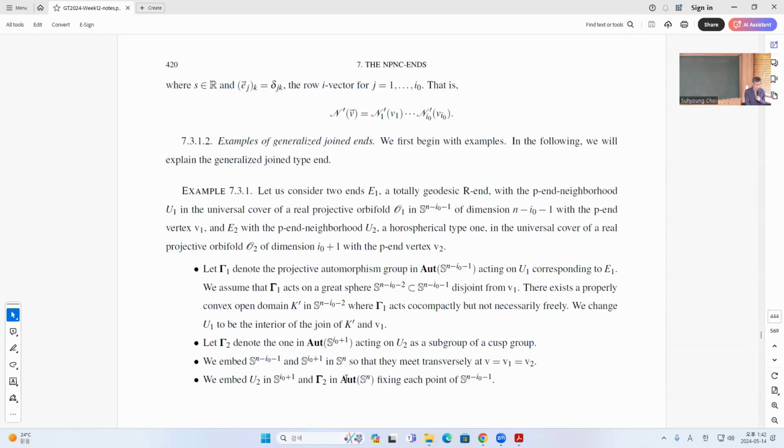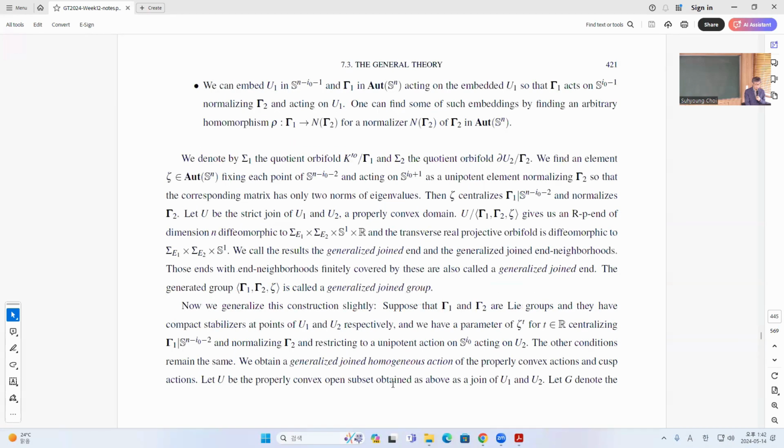So suppose you can do that. I mean, I don't really have any example to say, but right. Sorry, this should be +1. Like +1. Sorry. So you just say that there's some embedding homomorphism gamma 1 to the normalizer of gamma 2 in O(n).